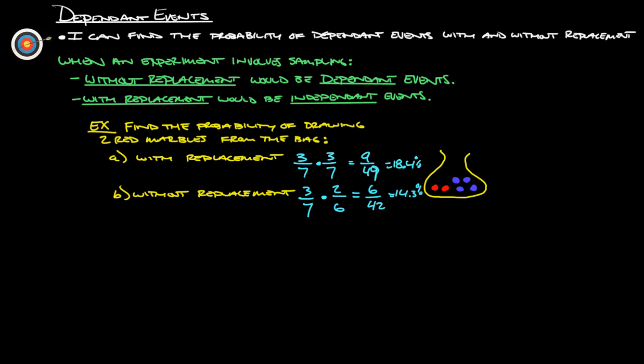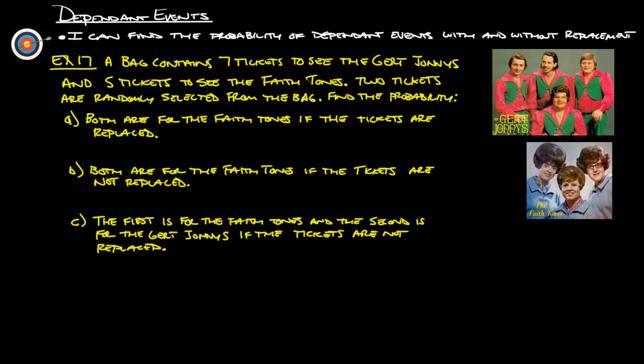All right, let's take a look at another example here. Example 17. A bag contains 7 tickets to see the Gert Johnnies and 5 tickets to see the Faith Tones. 2 tickets are randomly selected from the bag. Find the probability that both are for the Faith Tones if tickets are replaced.